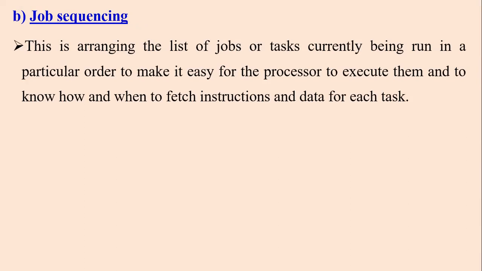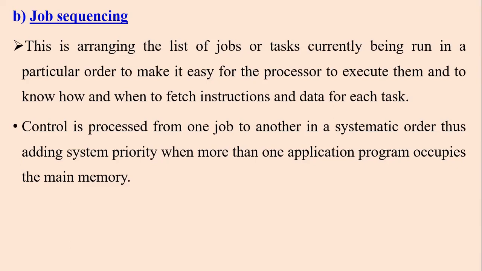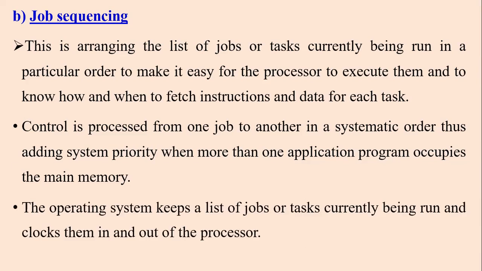Job sequencing. This is arranging the list of jobs or tasks currently being run in a particular order in order to make it easy for the processor to execute them and to know how and when to fetch instructions and data for each task. Control is passed from one job to another in a systematic order, therefore adding system priority when more than one application program occupies the main memory. It monitors the operations currently being run and clocks them in and out of the processor.